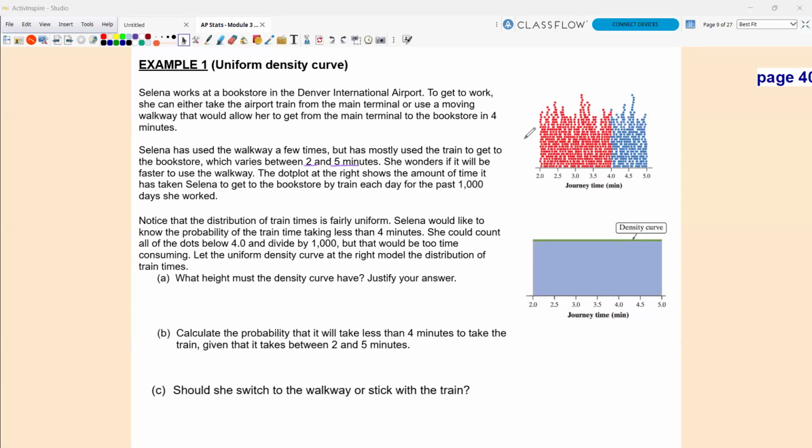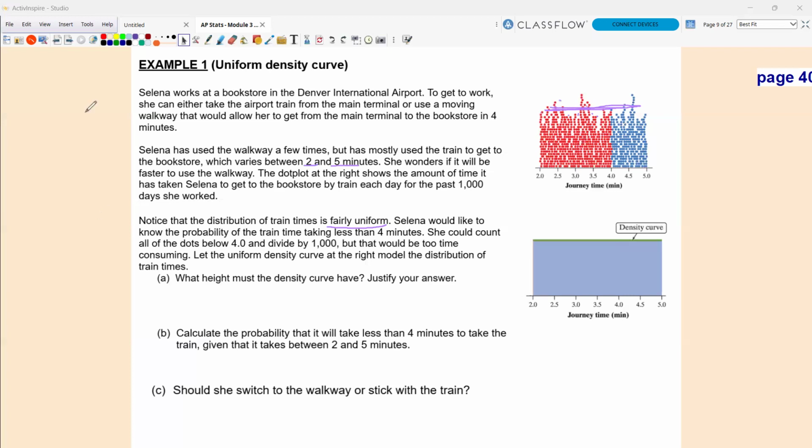The dot plot at the right shows the amount of time Selena has taken to get to the bookstore by train each day for the past 1,000 days she worked. So she basically plotted all her times, and a lot of those times seem to be very straight across. It's not a perfect box, but it is pretty close to a nice uniform distribution. Since it's considered fairly uniform, we can model this with a density curve. She would like to know the probability of the train time taking less than 4 minutes. She could count all the dots below 4.0 and divide by 1,000, but that's a lot of dots to count. So it'd be time saving to think of this as a rectangle and go from there.